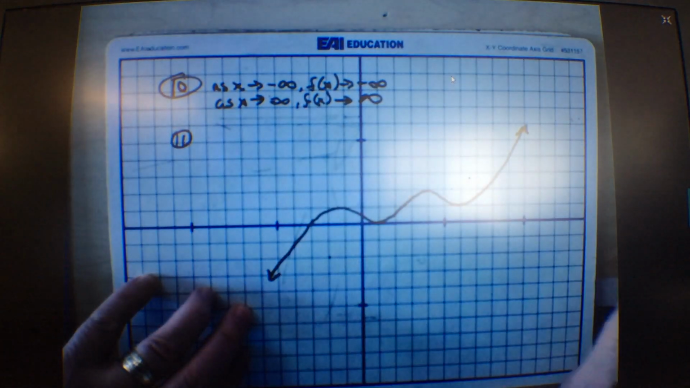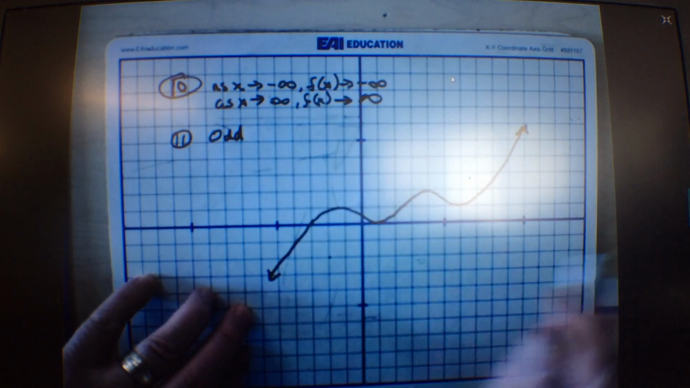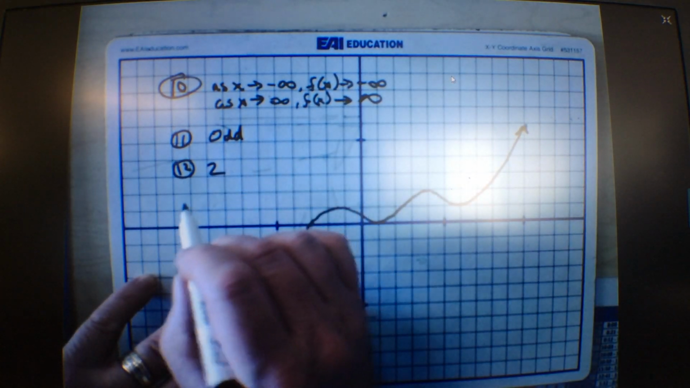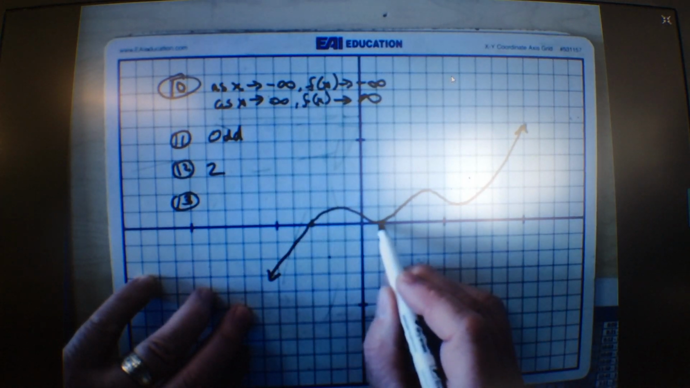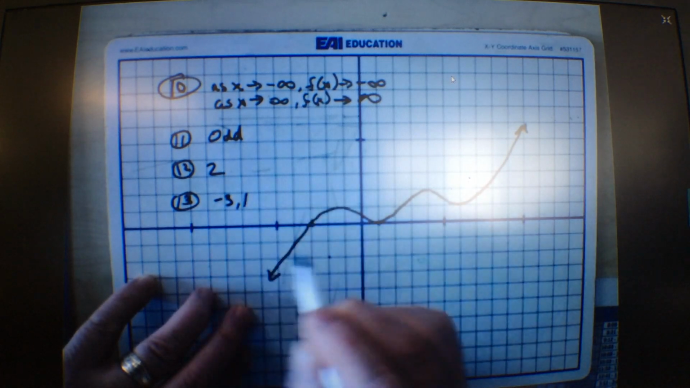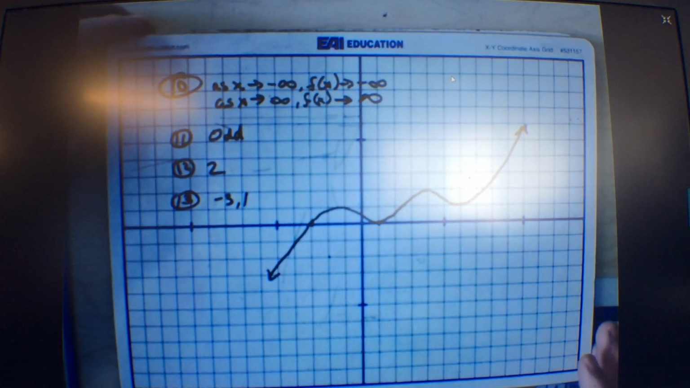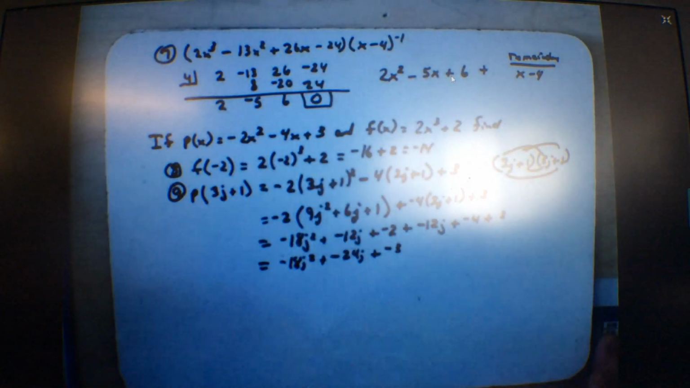Number 11 asks, is it an even or an odd function? It's even. No, wait. It's odd or something. Those are opposite. It is odd. How many real roots? 2. And what are they? Negative 3 here and positive 1. And if they're between something, you put between those two, okay? So that is end behavior. And honestly, that's one of the easier questions on the test, isn't it? Okay. So hopefully we do well.